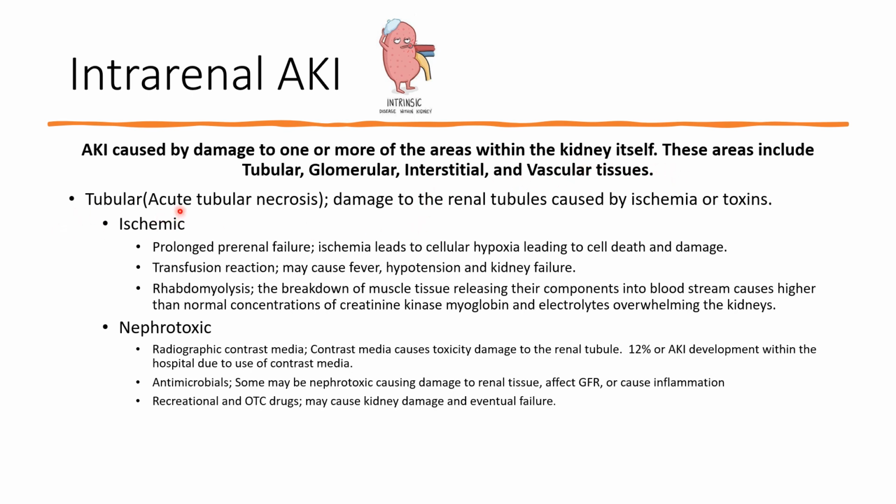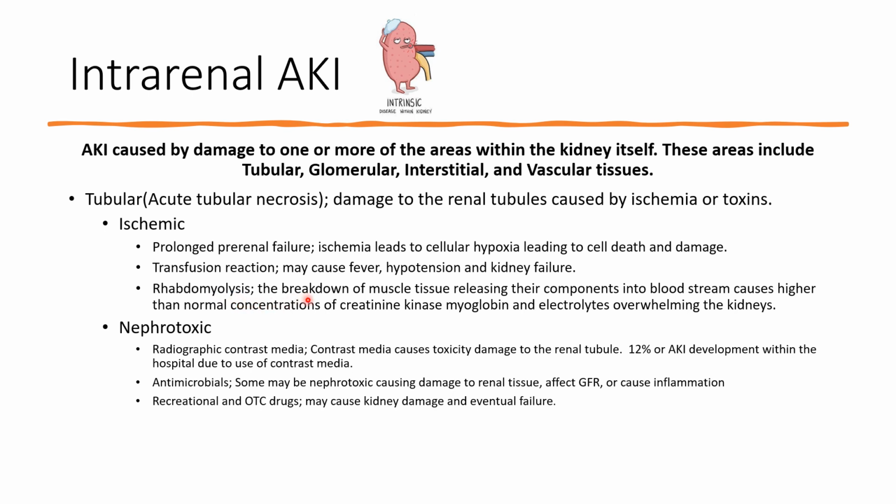So tubular, which is usually acute tubular necrosis, is damage to the renal tubules caused by ischemia or toxins. So ischemic causes are prolonged prerenal failure. So ischemia leads to cellular hypoxia, leading to cell death and damage. Transfusion reaction. So if you have a transfusion reaction, it may cause fever, hypotension, and kidney failure. And then rhabdomyolysis. This is usually due to a crushing injury.